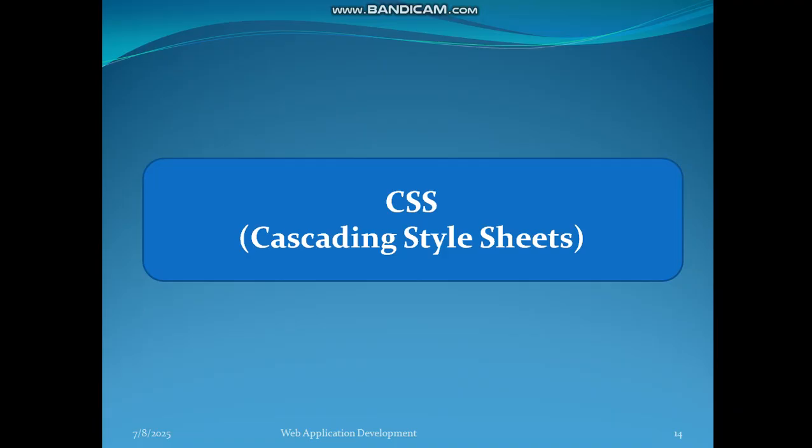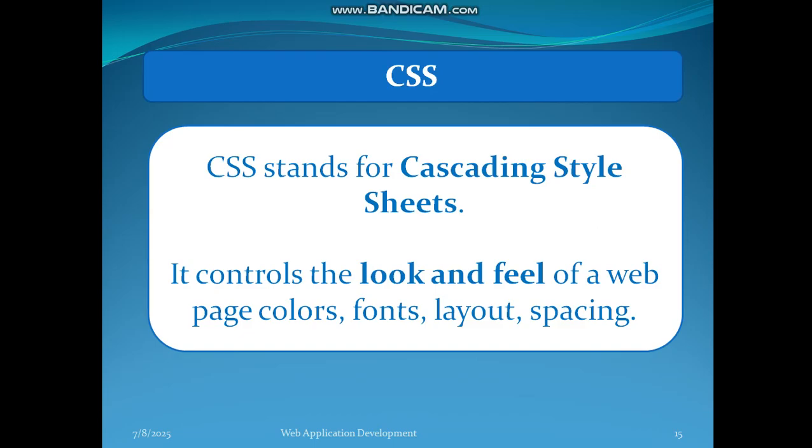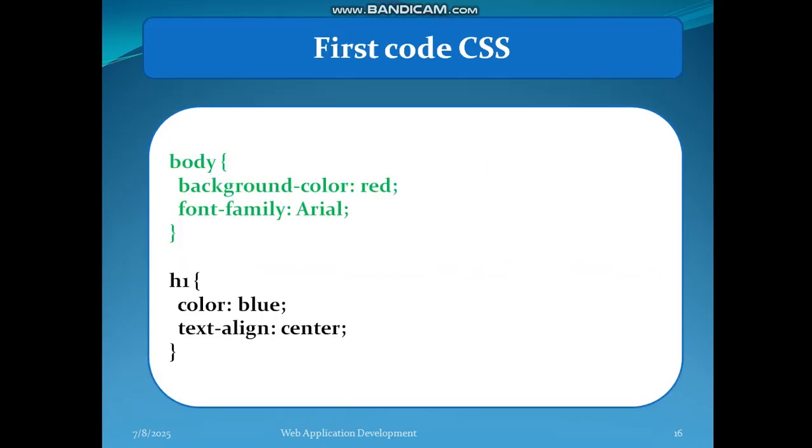Now let's talk about CSS, Cascading Style Sheets. If HTML is the structure of the house, CSS is the paint, furniture, and decoration. It defines how the HTML content will look: its colors, fonts, layout, and spacing. Here is a simple code of CSS. This code changes the background color to red, sets the font color of the heading, and centers it.